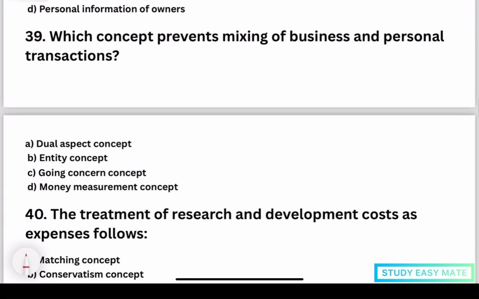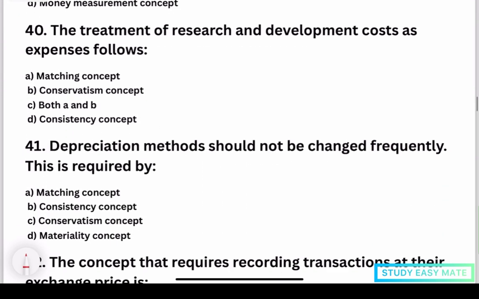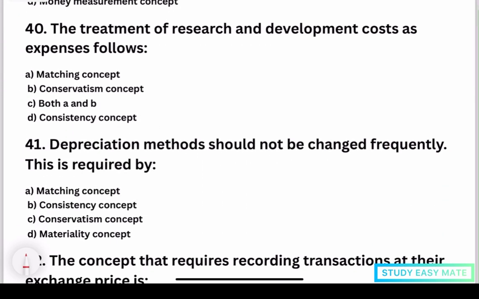39, which concept prevents mixing of business and personal transactions? That is the entity concept, because it will prevent mixing of business and personal transactions. It's quite easy, right? I've already discussed the entity concept. So 40, the treatment of research and development costs as expenses follows matching and conservatism.